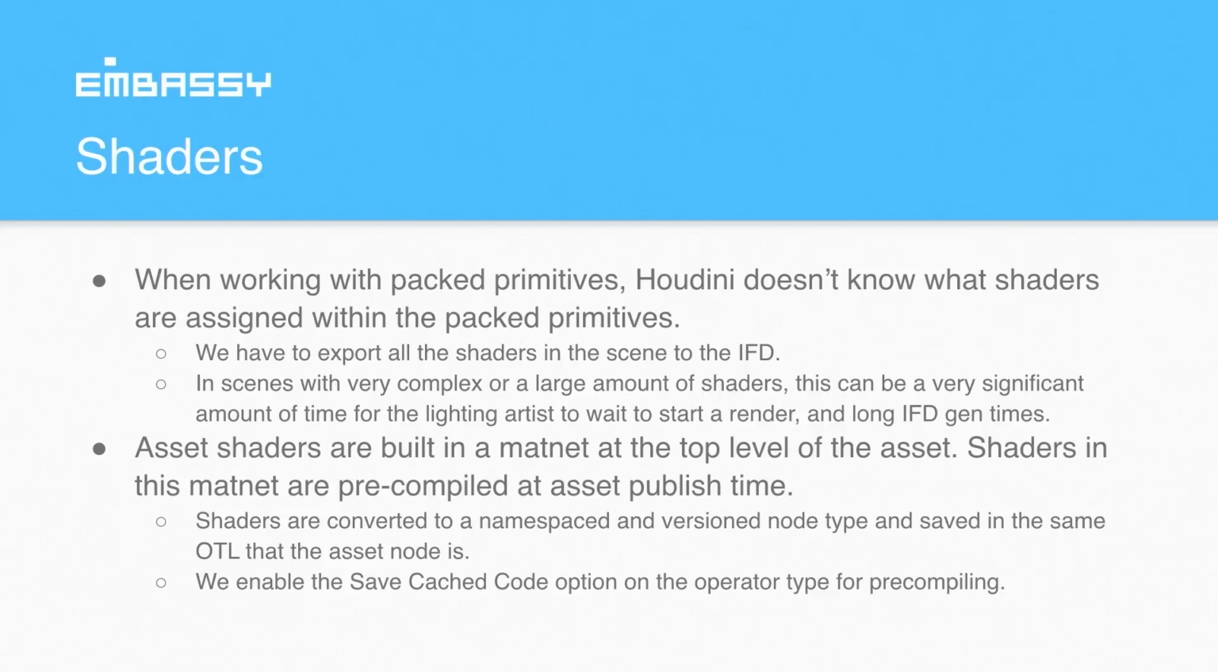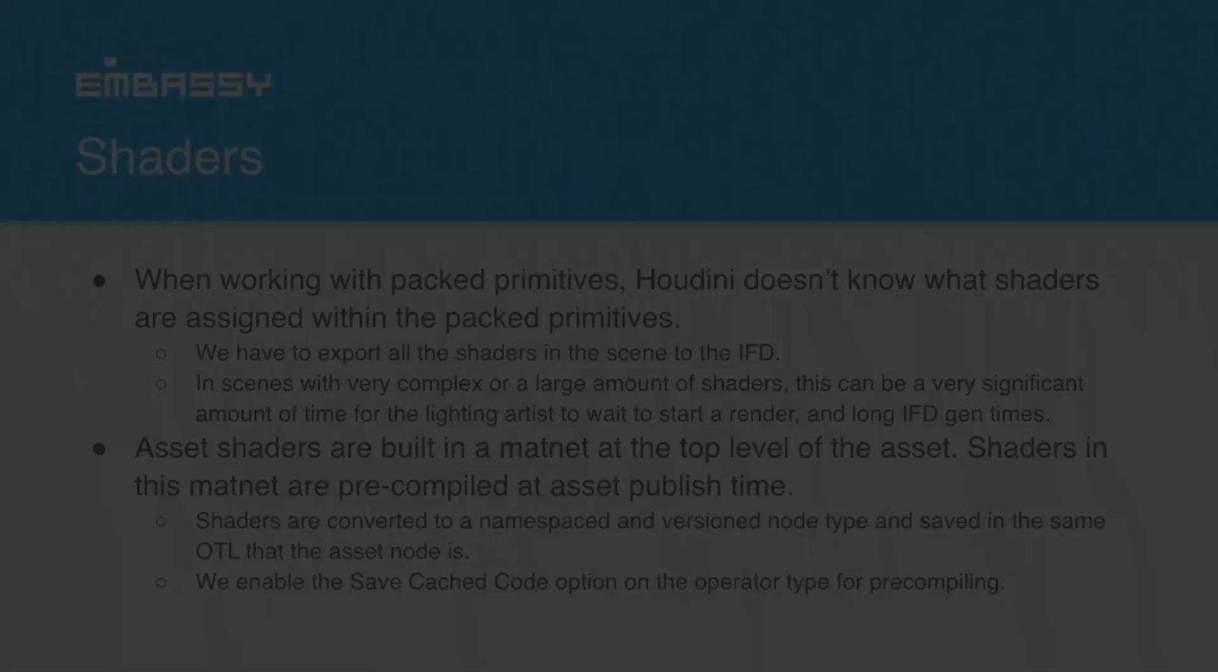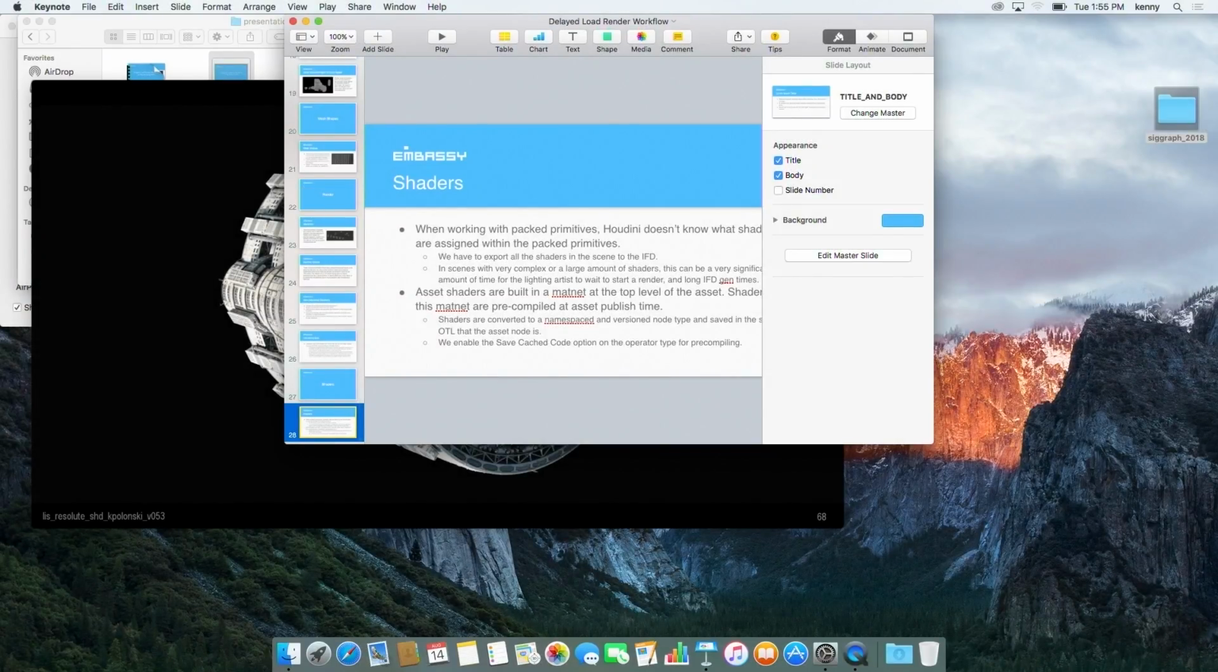So we try to be as efficient as possible, and we pre-compile those just using the saved cache code option on the OTL, which will lock that particular shader, and all the VEX code is cached. So that's basically our workflow.